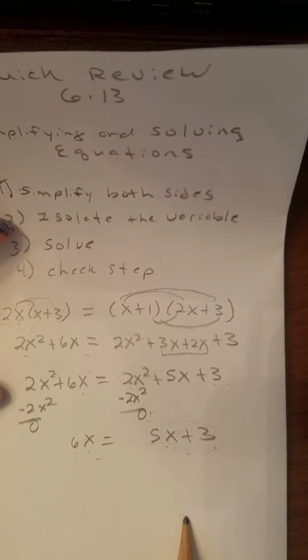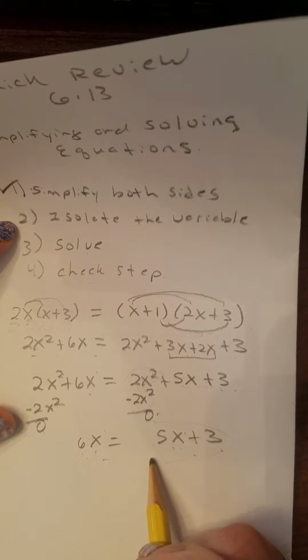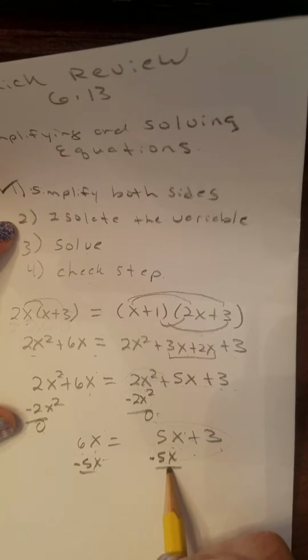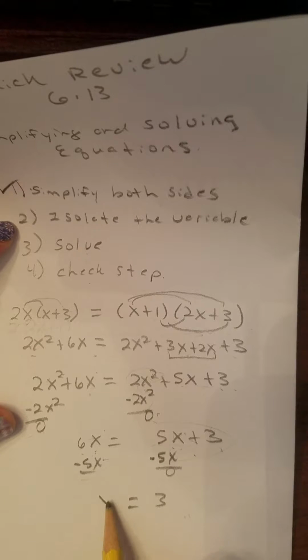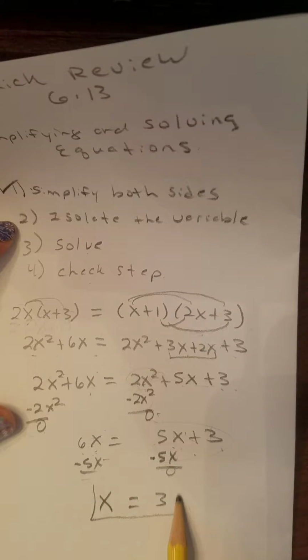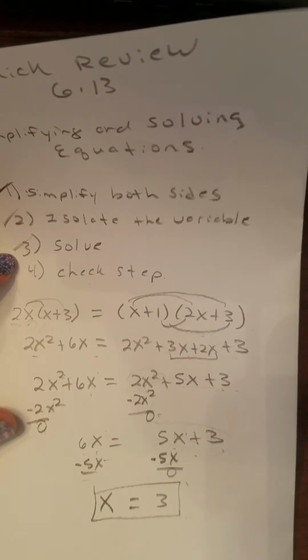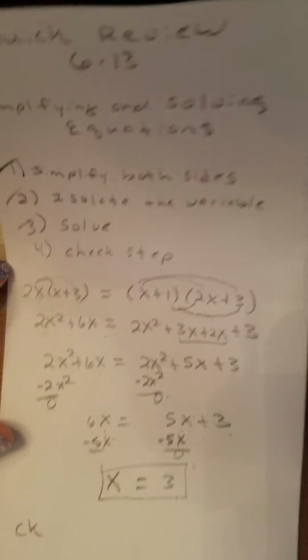All right, so we still haven't isolated the variable because we still have an x on either side. So I'm going to subtract 5x from both sides. This gives me 0, which leaves me 3. And 6x minus 5x is x. And now we have actually solved. We've isolated and we've solved the equation. We can do a check step if we so choose to.